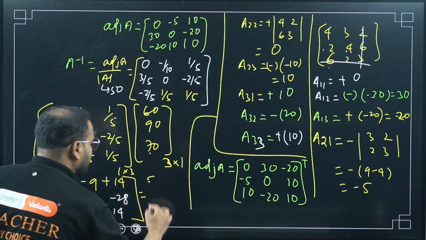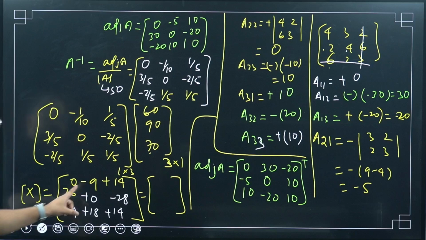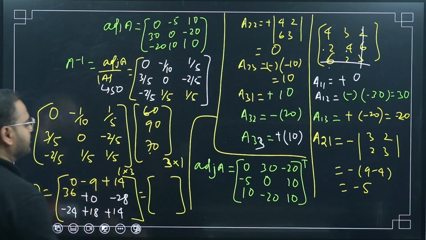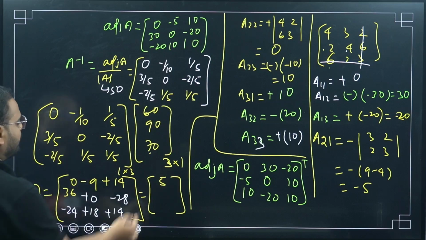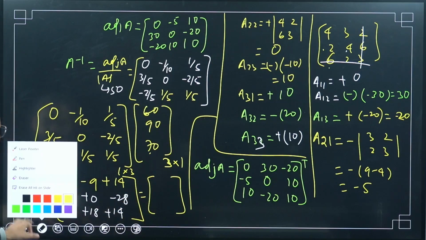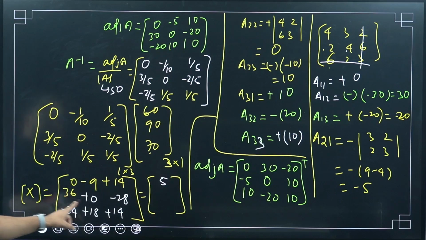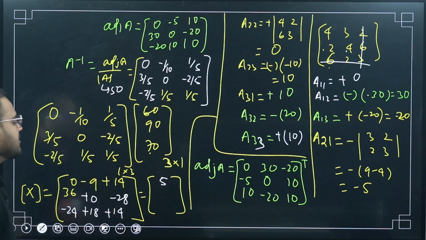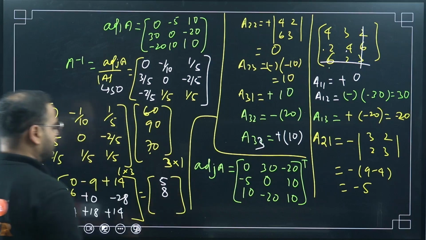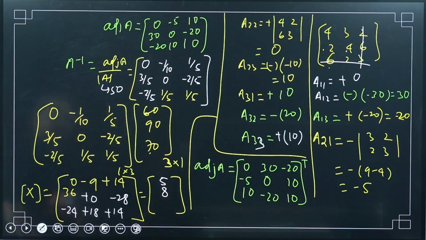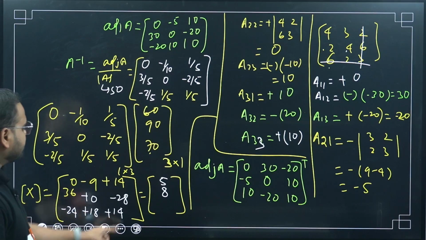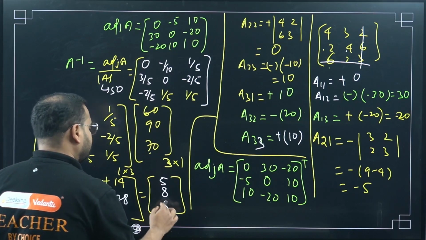My final answer will be this. 0 minus 9 plus 14 is 5. Let me change the color over here. 36 minus 28 is 8. Minus 24 plus 18 is minus 6, and minus 6 plus 14 is plus 8.